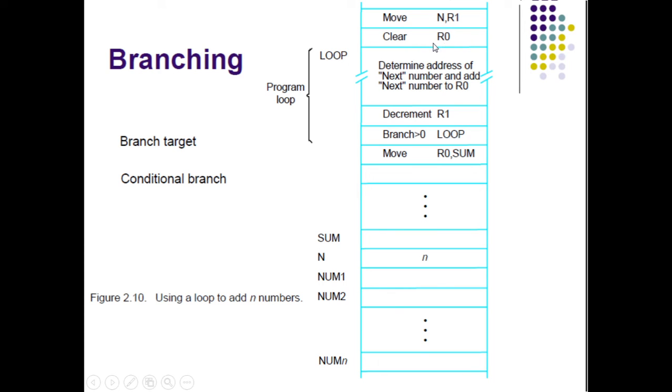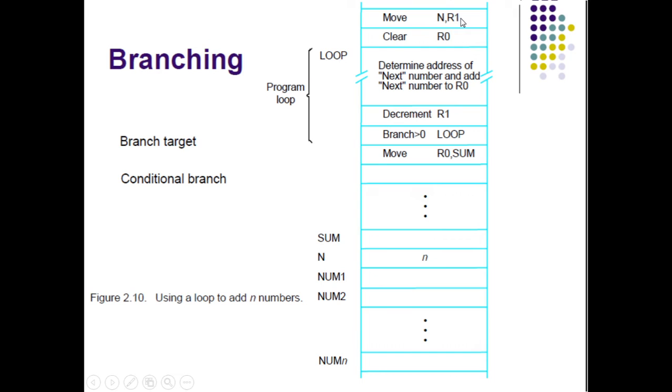That means remove the garbage value and make it as 0 first. So first, we need to identify the address of our first number. That value is added to register R0. Then we need to decrement the value of our register R1 by 1.